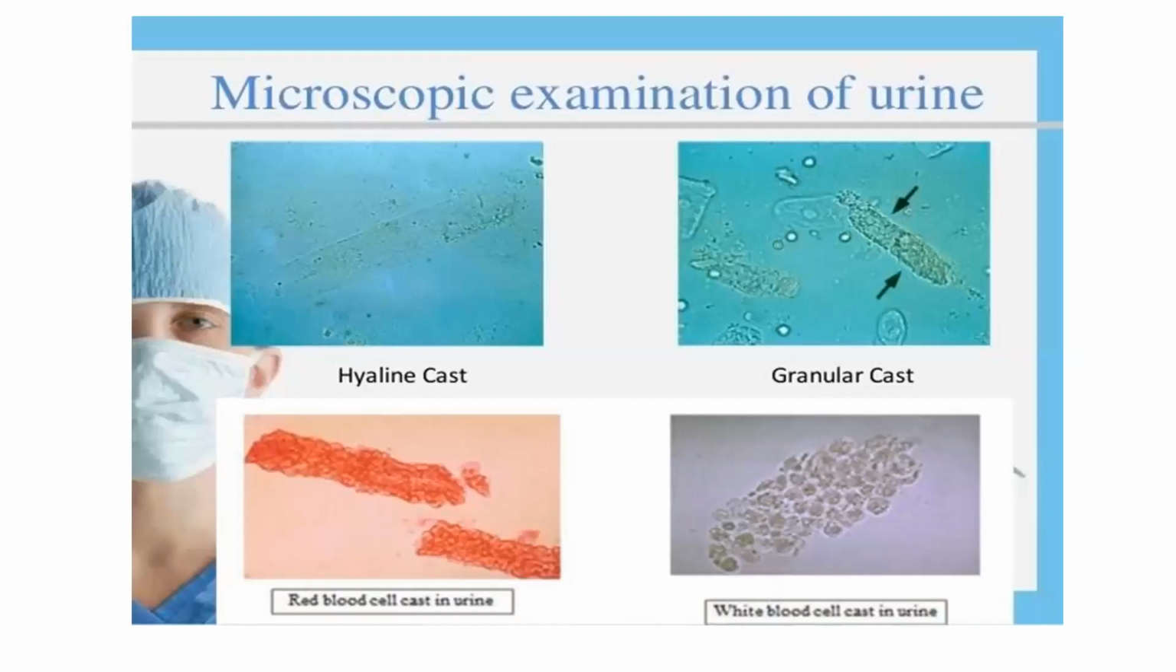These are the different kinds of casts. Hyaline cast is a very faint cylindrical shadow you can see on the microscope. Granular cast is a cylindrical shadow with granular material in it. RBC cast has a lot of RBC in the cast, and WBC cast has a lot of WBC in the cast.